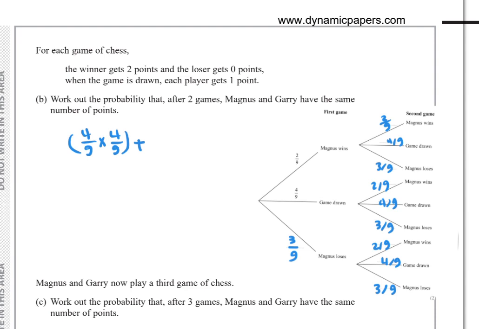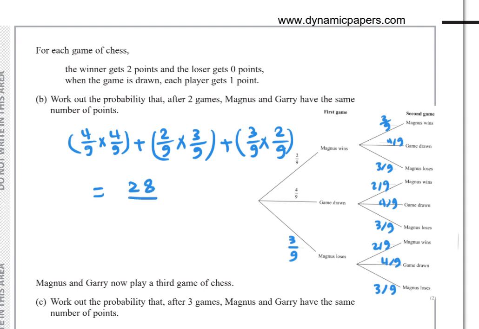Or, this means plus, if Magnus wins the first and Gary wins the second, meaning Magnus wins the first game, which is 2 over 9, and doesn't win the second game, so 3 over 9. So 2 over 9 times 3 over 9. Or Magnus loses the first game, which is 3 over 9, and wins the second game, so 2 over 9. So 3 over 9 times 2 over 9. The total equals 28 over 81.